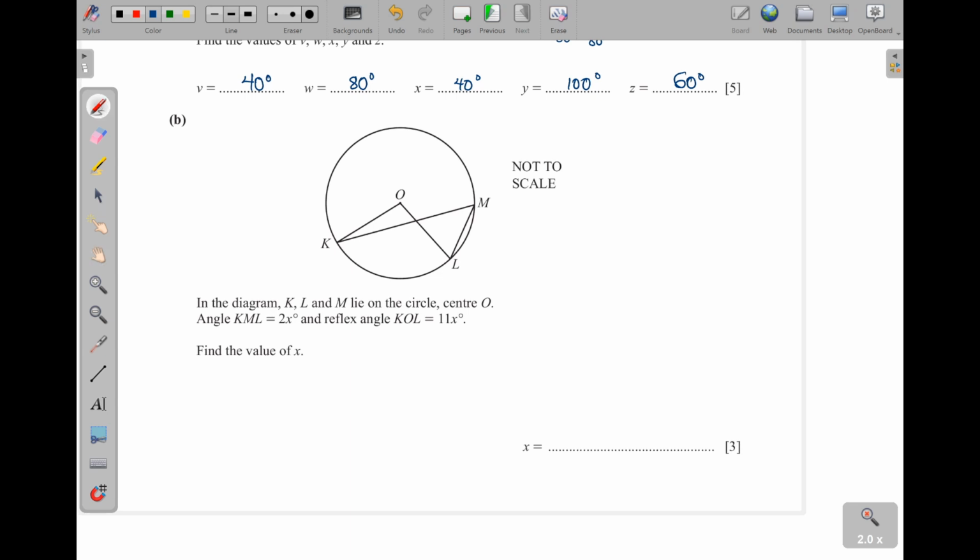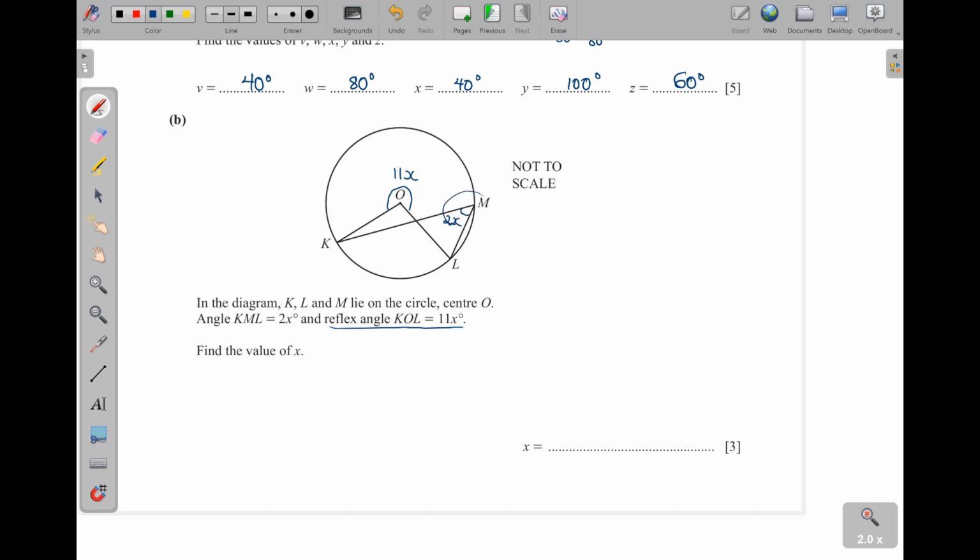Then part B. In the diagram, K, L and M lie on the circle center O. Angle KML is equal to 2x and reflex angle KOL is equal to 11x. Find the value of x. They said reflex angle KOL, that is the one here. It is 11x. And then they say that angle KML, this one here, is twice x.